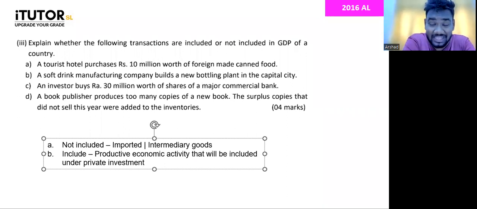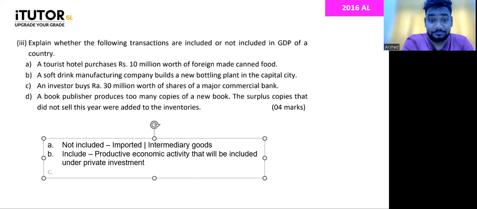So always remember, guys, when you're saying something is included, remember what our basis is. If something is a productive activity, we include it, no? So when you're trying to explain the reason why it's included, say that it's included because it is a productive economic activity, and say where it is included. Then the examiner will give you your mark.